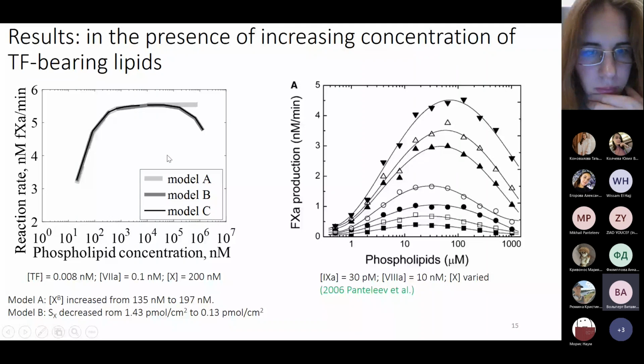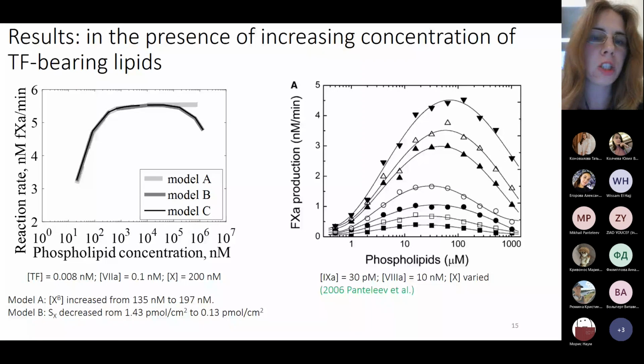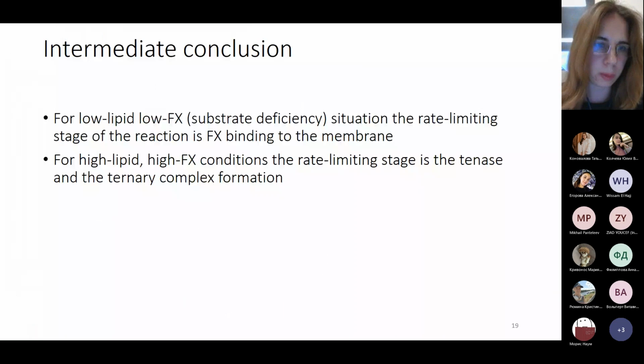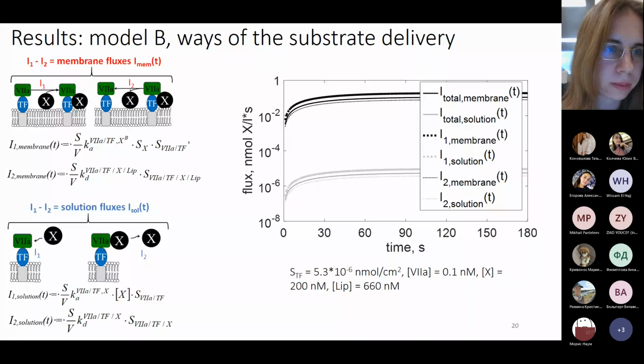I'm not sure what substrate delivery is. What does it mean? It means the way of factor 10 delivery. So we have two ways. The first way is that factor 10 binds to the membrane, and then it binds to tenase. So it is binding from the membrane. And the second way is that it binds to tenase directly from solution, just sits on this complex and forms the ternary complex without membrane.